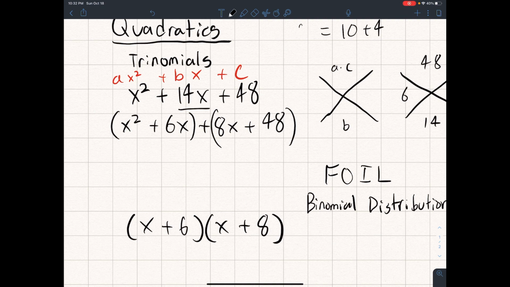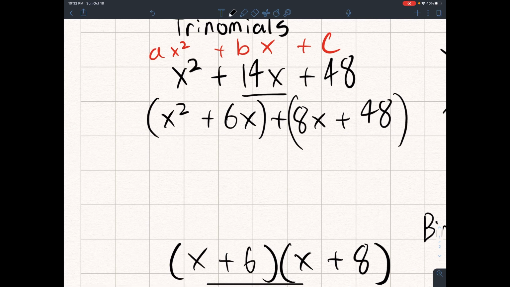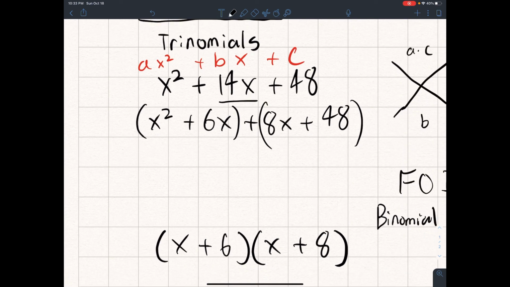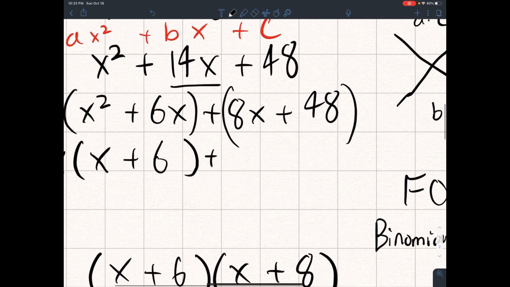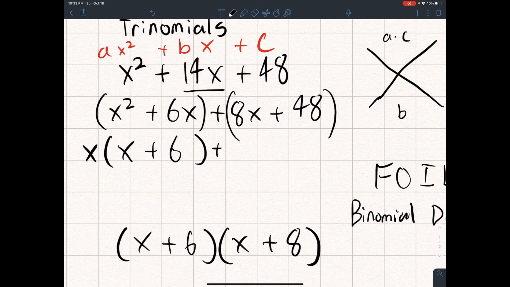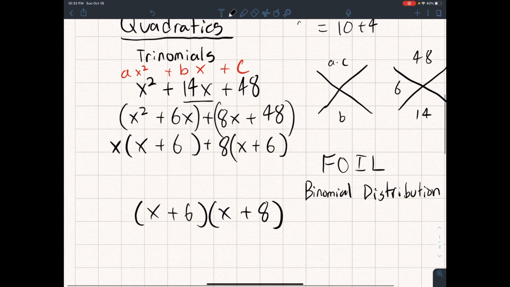Now I look at x squared plus 6x. Well, now I go back to GCF, my greatest common factor between x squared and 6x. I can factor out an x. And what am I left with? x times x would give me x squared, and x times 6 would give me 6x. And I can do the same with this other grouping. 8x plus 48, well, the only thing they have in common, my greatest common factor, is 8. If I factor out an 8, I'm left with x plus, well, 8 times 6 gives me 48. So now I have x times the quantity of x plus 6, plus 8 times the quantity of x plus 6.